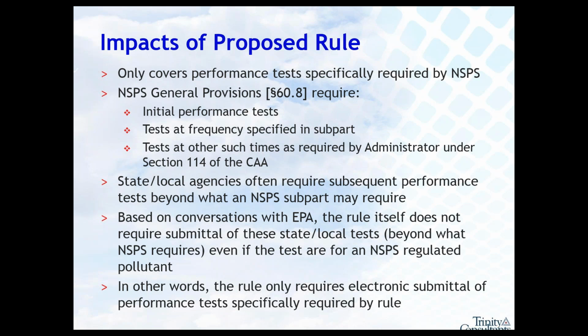There are a lot of older NSPSs that do not require subsequent performance tests. In those cases, a lot of times state or local agencies might write in a subsequent performance test requirement for that pollutant that is for an emission unit regulated by an NSPS, but that subsequent performance test may not actually be required to be submitted. And I'll go into an example of what that means, since that was kind of a confusing statement, in a second here. Again, this rule is targeted at NSPS subparts and only specific requirements that are identified in a subpart.